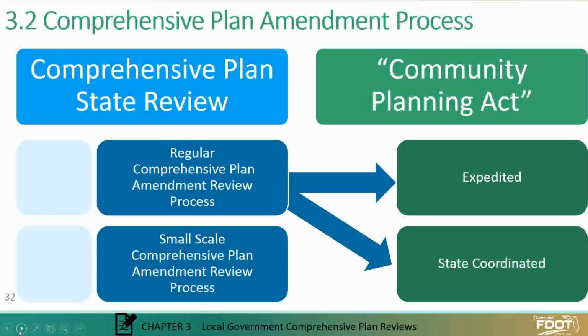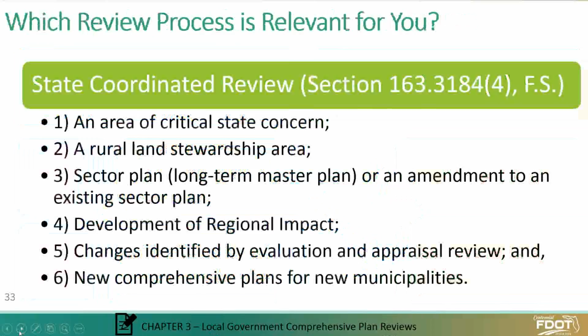Now, prior to 2011, there were only two ways in which a comprehensive plan was reviewed by the state. One is what I'll call the regular comprehensive plan amendment review process. And another, which we'll go into in a little detail later, that is not very big on our radar, is a small-scale comprehensive plan amendment review. After 2011, the regular comprehensive plan amendment review was taken out of statute and replaced by two new processes: expedited state review and a state coordinated review. And so now you notice that we have three amendment review processes for comprehensive plan amendments in the state. So it might get confusing. Which one is applicable to the amendment that you're looking at?